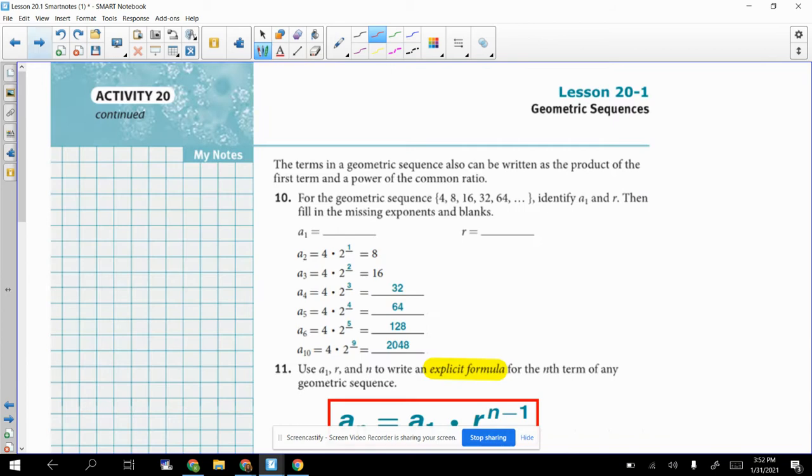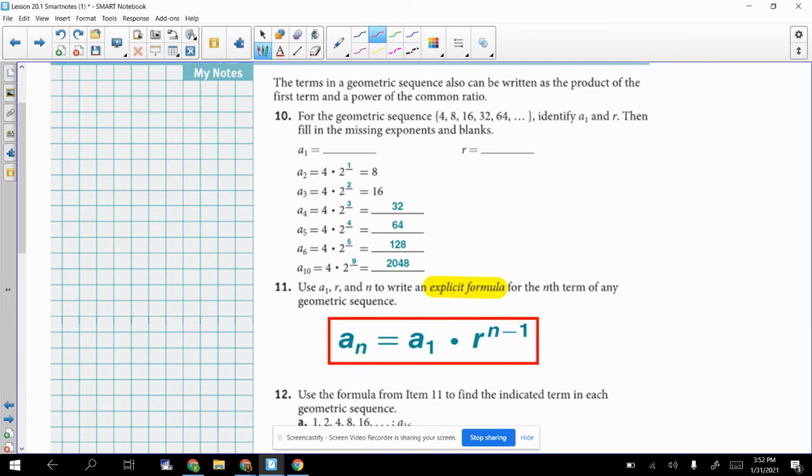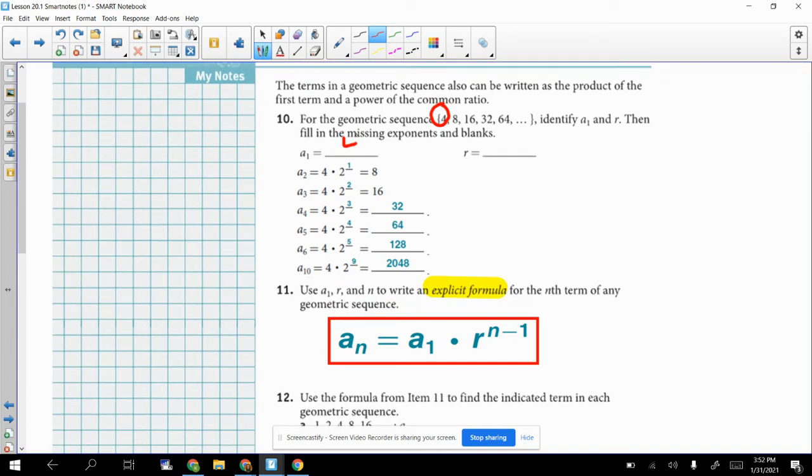And then we're going to move to the next page here. On this page, it says the terms in a geometric sequence can also be written as the product of the first term and a power of the common ratio. So now we're going to come up with the formula here. It says for the geometric sequence 4, 8, 16, 32, 64, identify the a sub 1 and the r. First of all, remember your a sub 1 is just the first term, so that's 4. And your r is your common ratio. So what are they multiplying or dividing by here? It looks like they are multiplying by 2 each time, so our common ratio is 2.